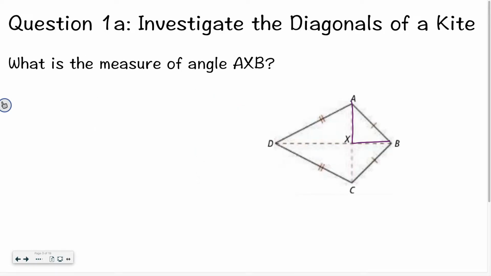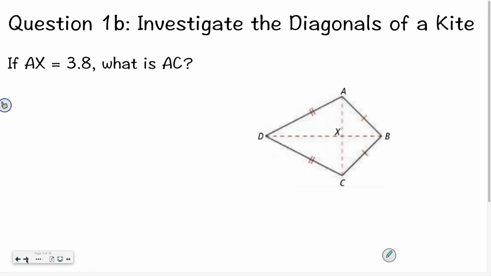So the first question, what is the measure of angle AXB? Good luck. Hopefully you remembered me saying that the diagonals intersect at a 90-degree angle. So the measure of angle AXB would be 90.